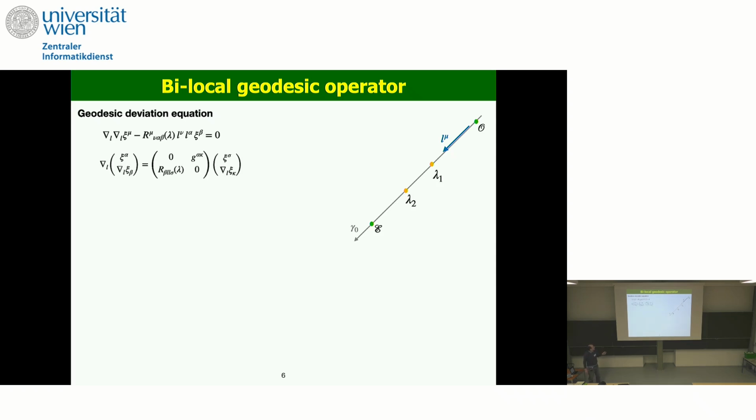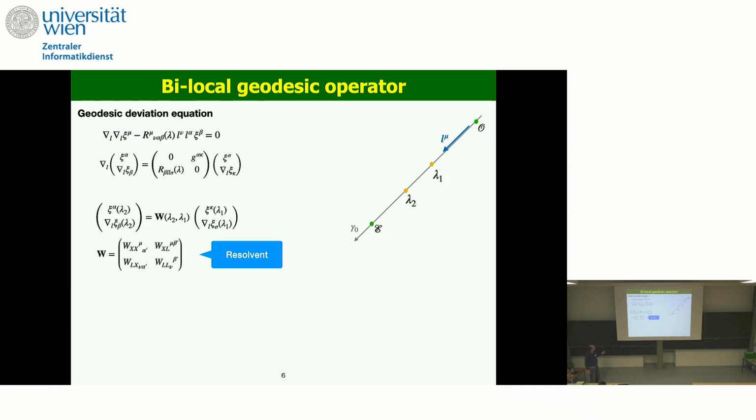It's very easy to massage it into a first order equation. This is a second order equation, and I would like it to be a first order equation. The trick is simply to take psi and the derivative of psi as independent variables, and then you end up with this type of equation for a larger object vector of 8 components.